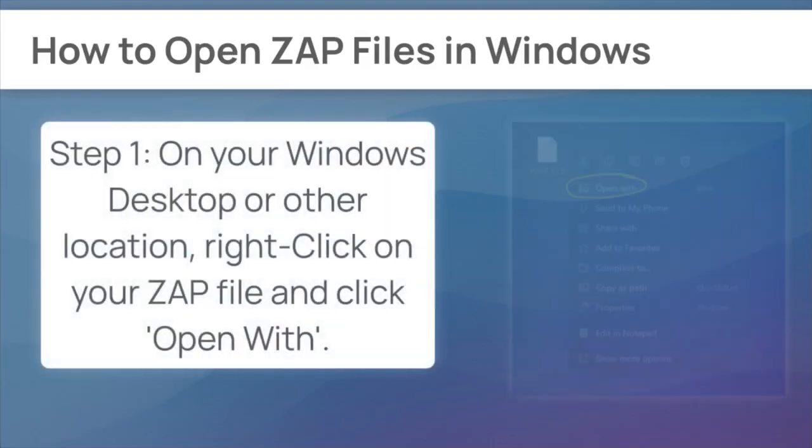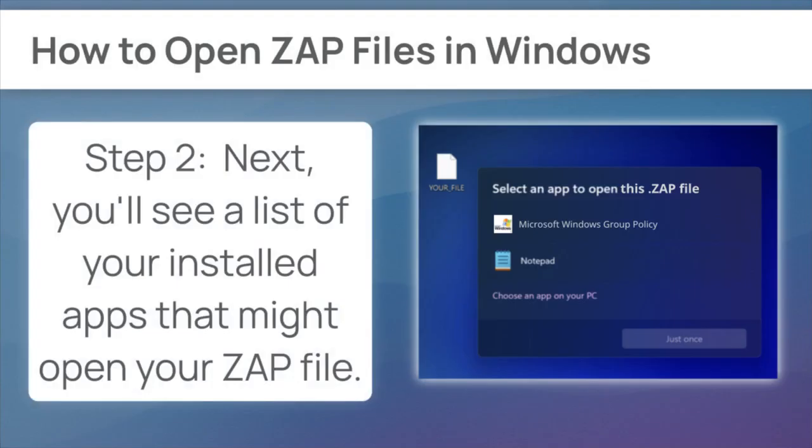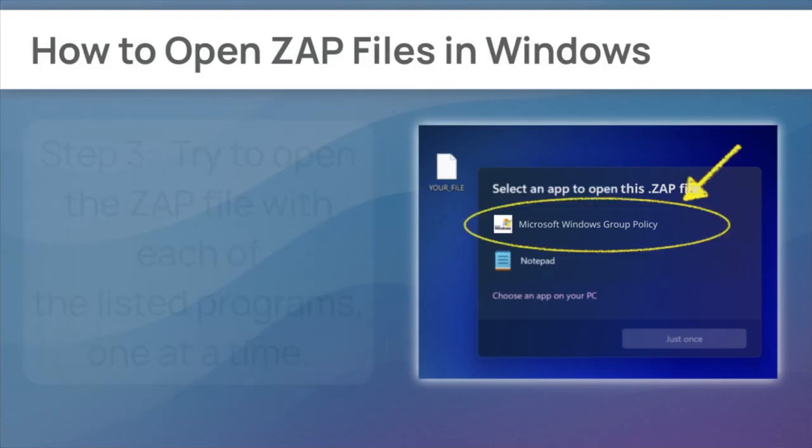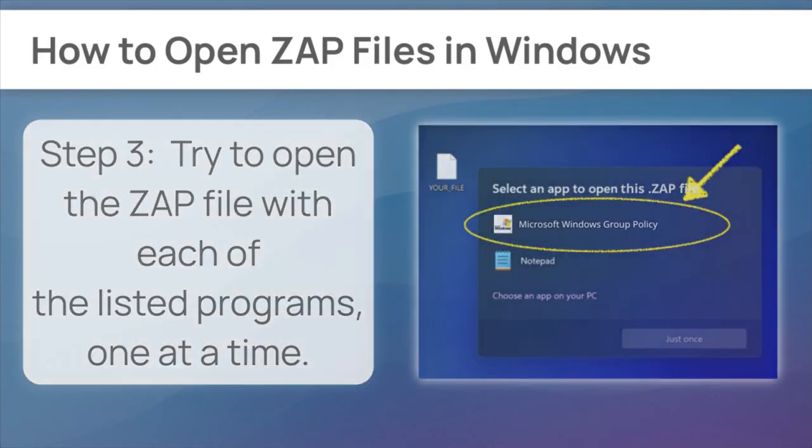To unlock the data, right-click the ZAP file and select Open With. Test Microsoft Windows Group Policy if available. If it's absent, choose another program. We must determine which app can properly read the header.